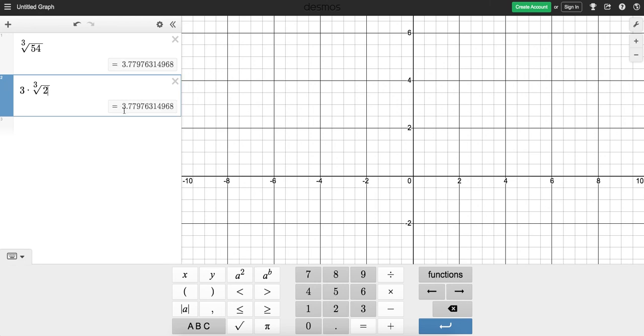So that's how you can use Desmos to help you simplify square roots, or any kind of root for that matter, and get an exact answer.